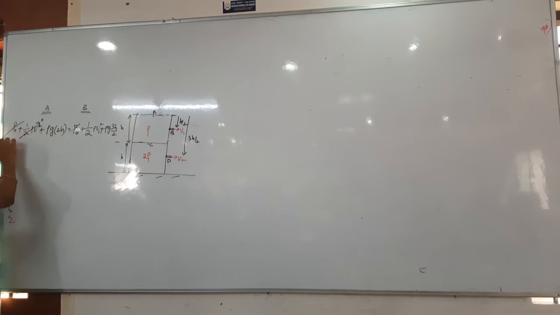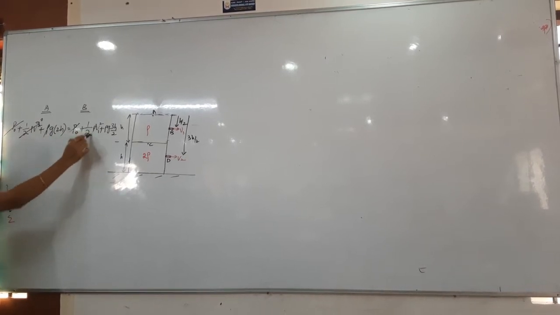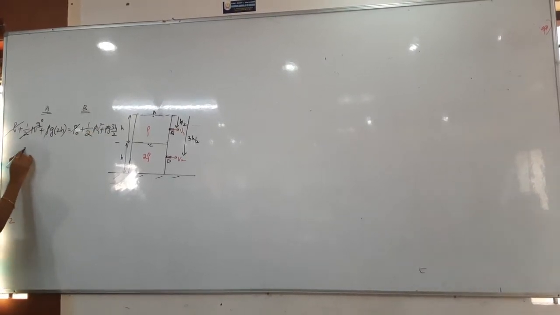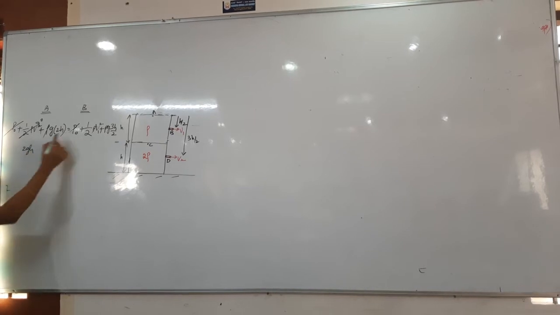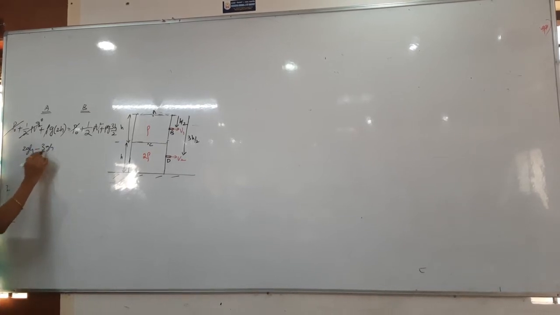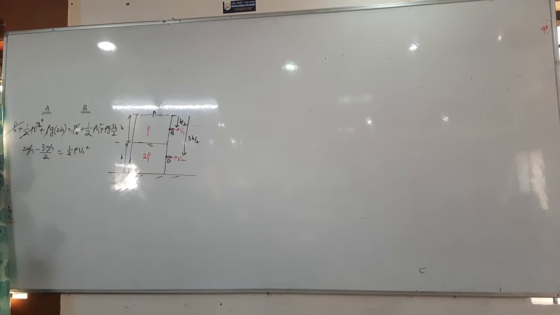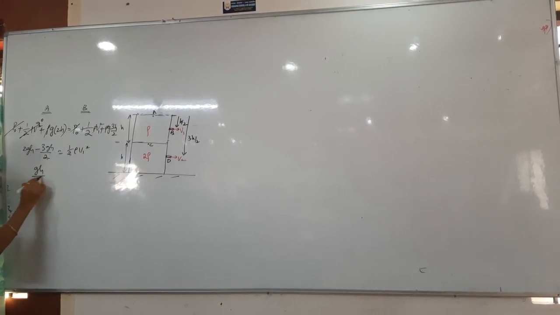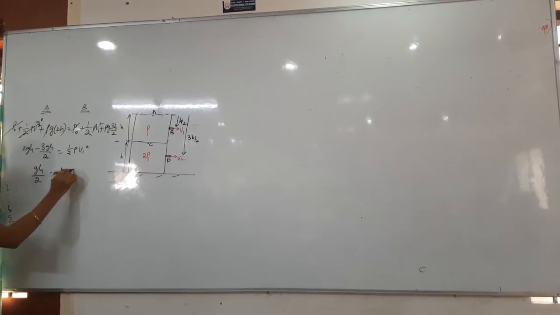Then P0 gets cancelled, rho gets cancelled everywhere. Then what is remaining here? 2gh minus 3gh by 2 is equal to half rho V1 square. Correct? Then 2, 3, nothing but this will be how much? 4 minus 3, nothing but just gh by 2 is equal to half rho V1 square.